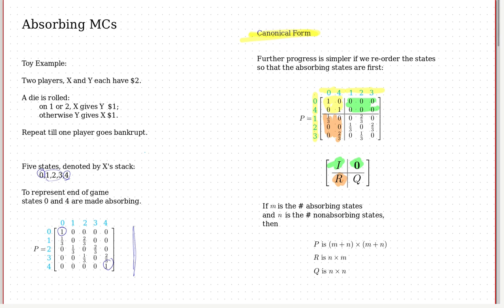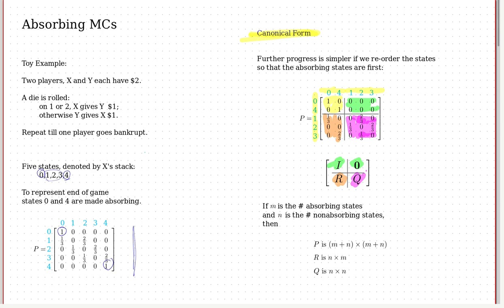And then you've also got a section, let's see, how about pink? You've also got this section here, which represents transitions from non-absorbing states among themselves, non-absorbing to non-absorbing. And that's denoted by Q. So the transition matrix breaks up into these 4 pieces, and that's going to make it very easy to analyze the long-term behavior of the absorbing Markov chain. We'll be able to look at what happens indefinitely far into the future.